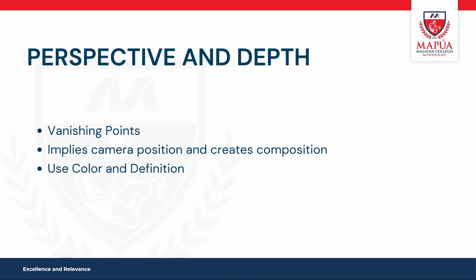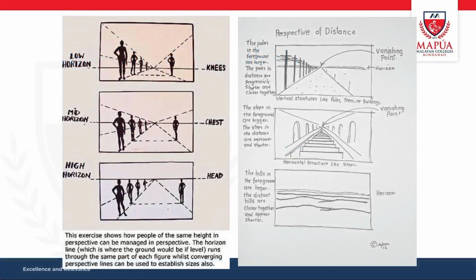Now, perspective is not limited to the lines and the angles. When it comes to implying perspective, also use color and dimension. So here we have the different ways to adjust the perspective. You can have a low horizon line, a mid horizon line, or even a high horizon line.